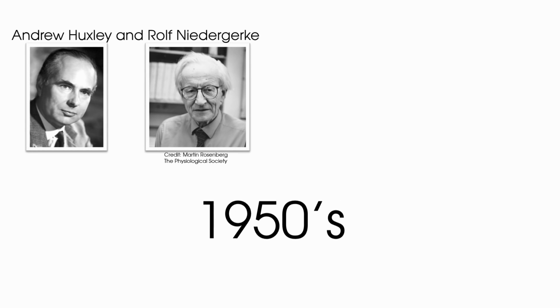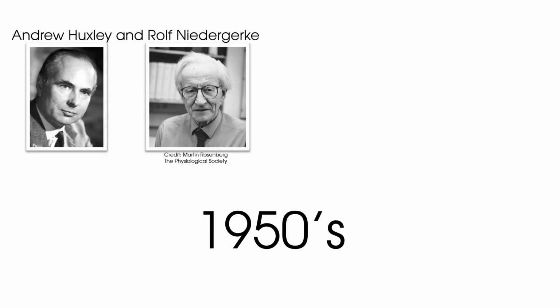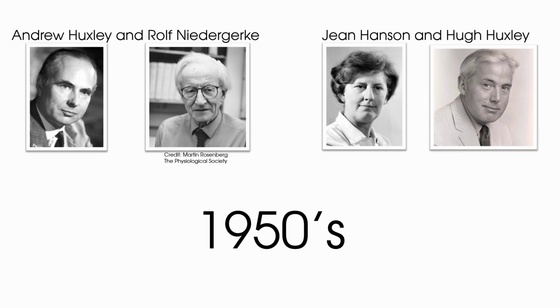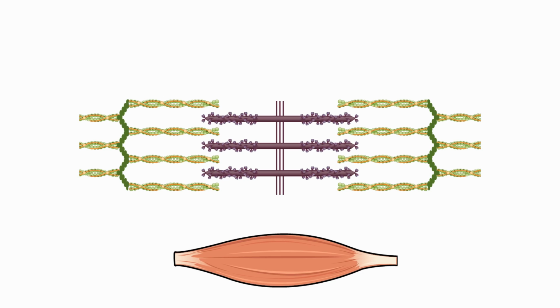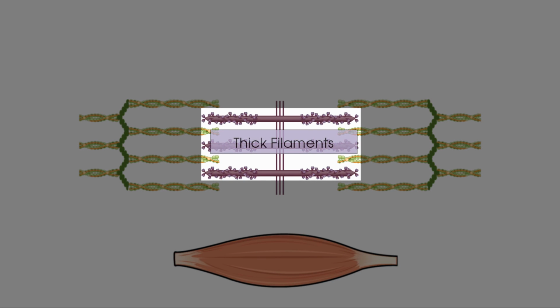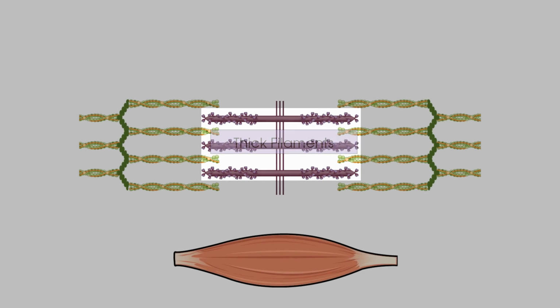On one team we had Andrew Huxley and Rolf Niedergerke, and they used a type of interference microscope which utilises two separate beams of light. And in the second research group we had Jean Hanson and Hugh Huxley, who used the electron microscope to study muscle. Now, fundamentally what both these teams showed was that in a contracted and relaxed state, the lengths of the thick and thin filaments within a myofibril remained the same.